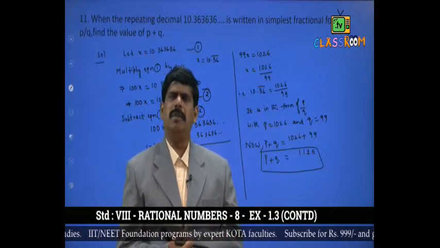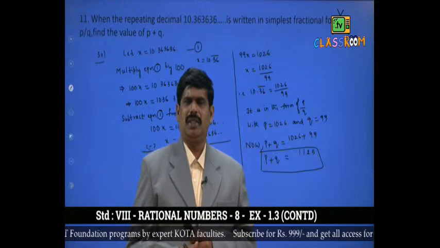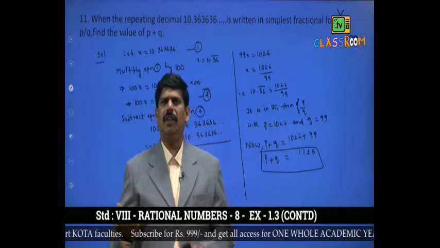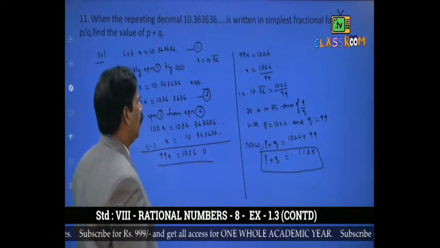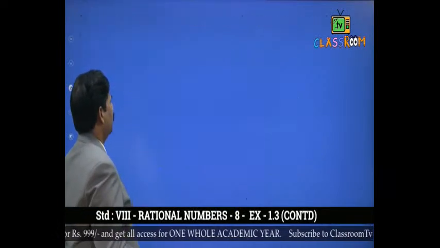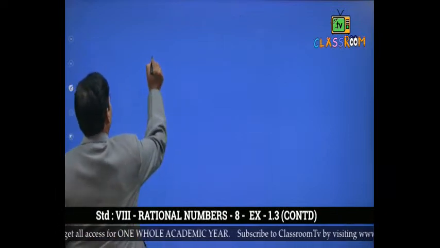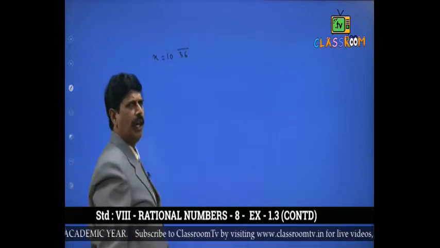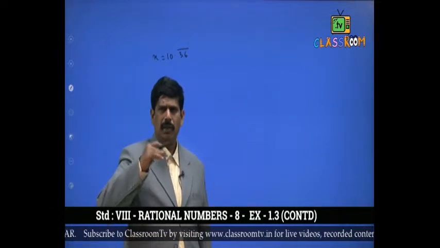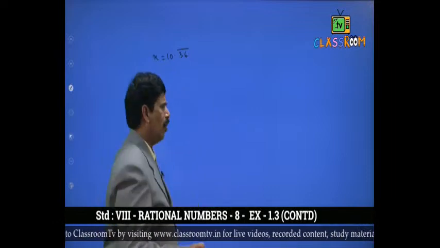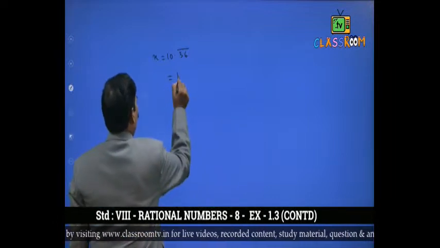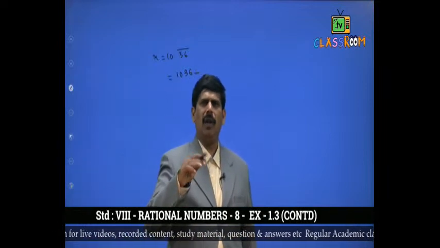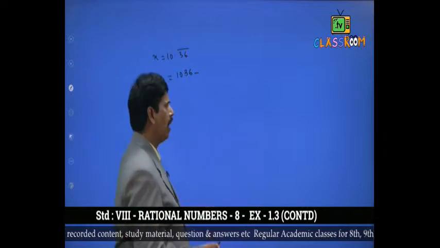So now here what is important? The conversions. We have done so many problems like this before, and let us check this answer with our easy method. What is the easy method, children? What is the number given? X is equal to 10.36 bar is given. So now you write the complete number. What is the complete number? 1036. Subtract the number not in the bar. What is the number not in the bar? 10.